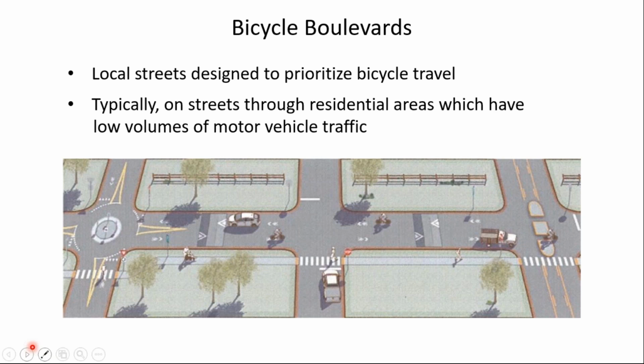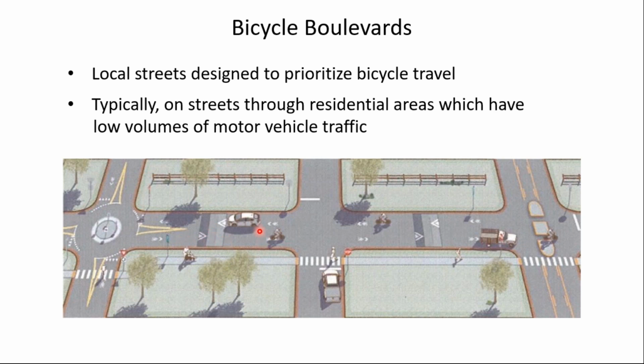Another type of bicycle facility is the bicycle boulevards. These are local streets that accommodate motor vehicles, but they're basically designed to prioritize bicycle travel. Typically used on streets through residential areas that have low volumes of vehicular traffic. But if you look at this rendering here or conceptual sketch, I think this shows some of the key features of a bicycle boulevard.